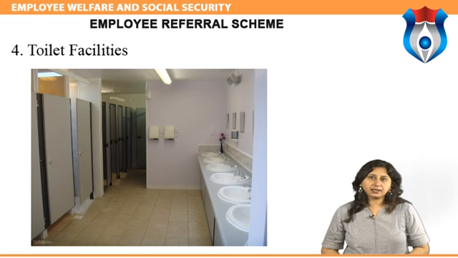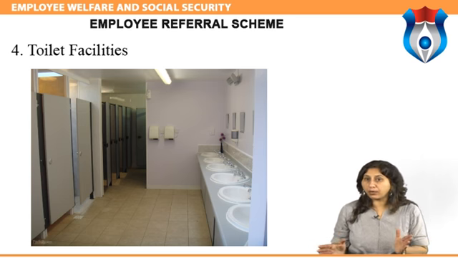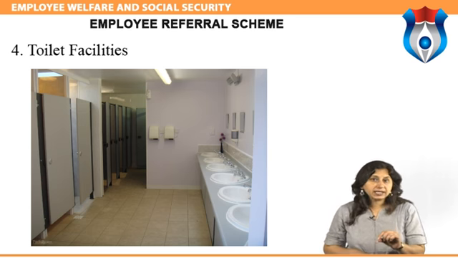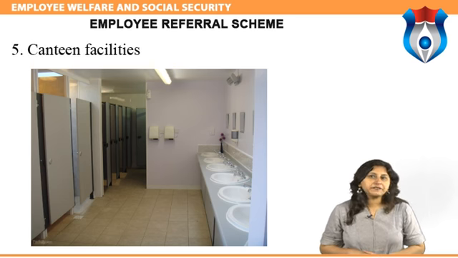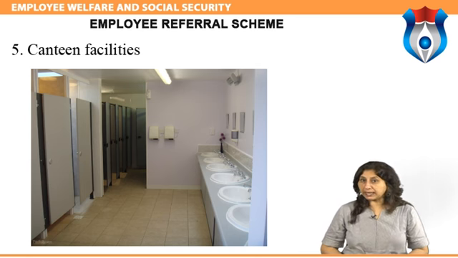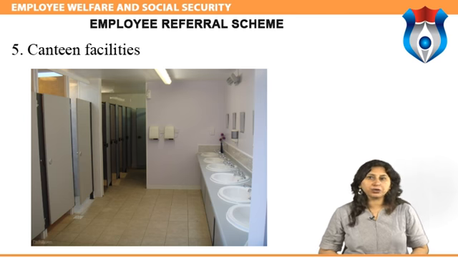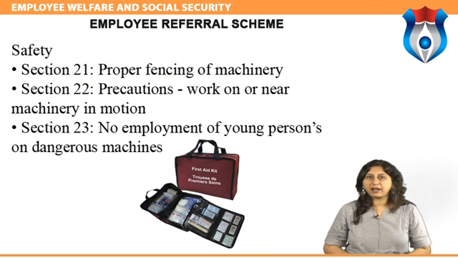Toilet facilities: a sufficient number of latrines and urinals are to be provided in the office and factory premises and are also to be maintained in a neat and clean condition. Canteen facilities: cafeterias or canteens are to be provided by the employer so as to provide hygienic and nutritious food to the employees.